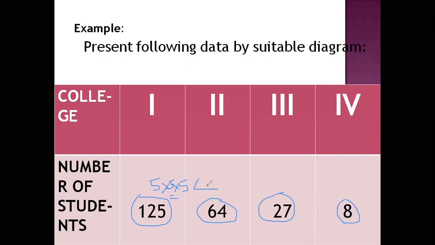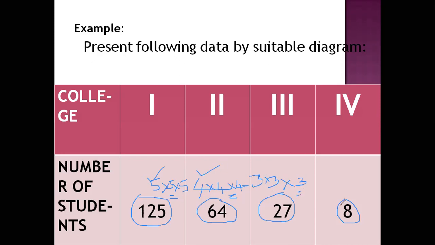Cube root of 64 will be 4, that is 4 into 4 into 4 will give you 64. Cube root of 125 is 5. Cube root of 64 is 4, and cube root of 27 is 3. You can see 3 into 3 into 3 will be equal to 27.